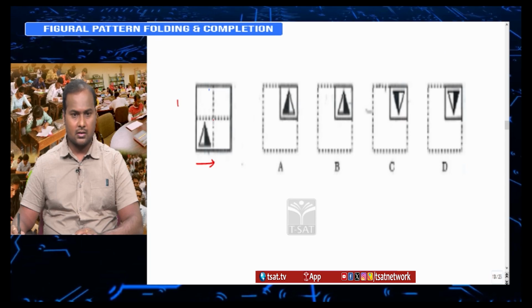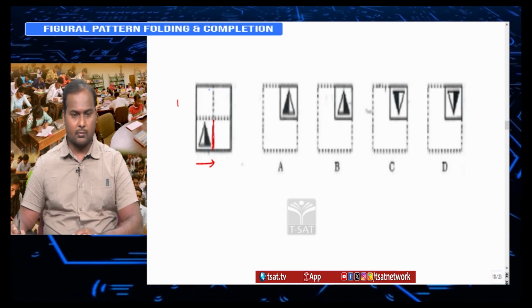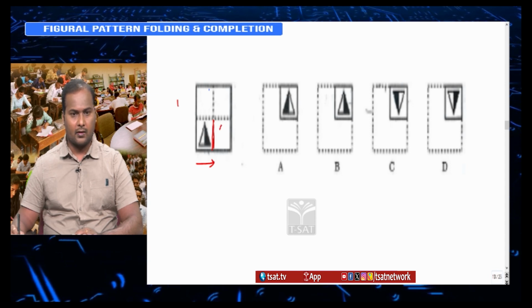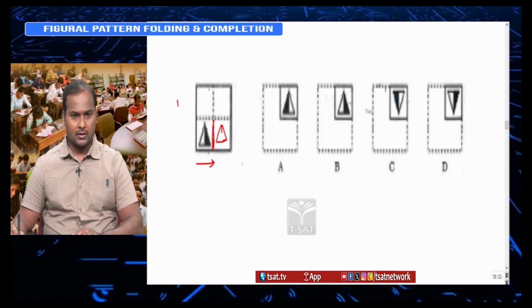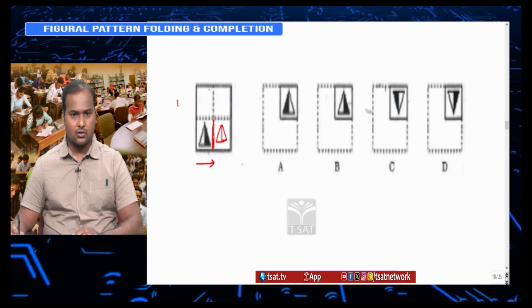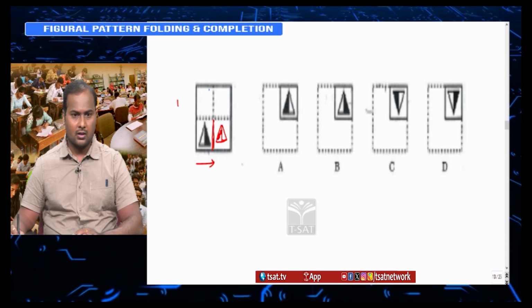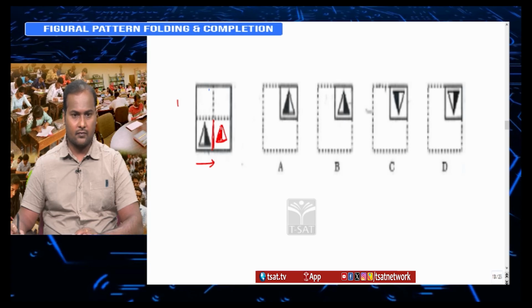When you close it like this, now this line acts as a mirror, yes or no? When this line acts as a mirror, whatever is near the mirror, keep near the mirror, whatever is away from the mirror, keep away from the mirror. Okay. Now see, this shaded portion is towards this line, that is the mirror. So obviously you keep the shaded portion near the mirror only. Okay, this is the first folding.